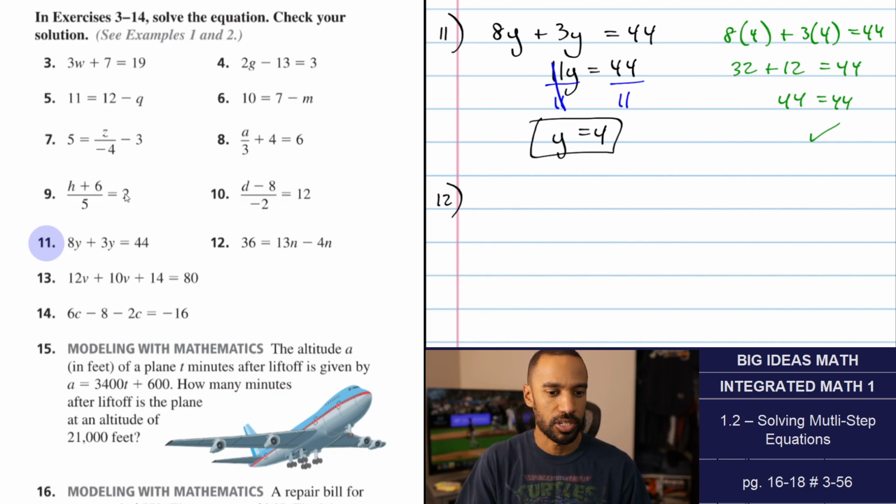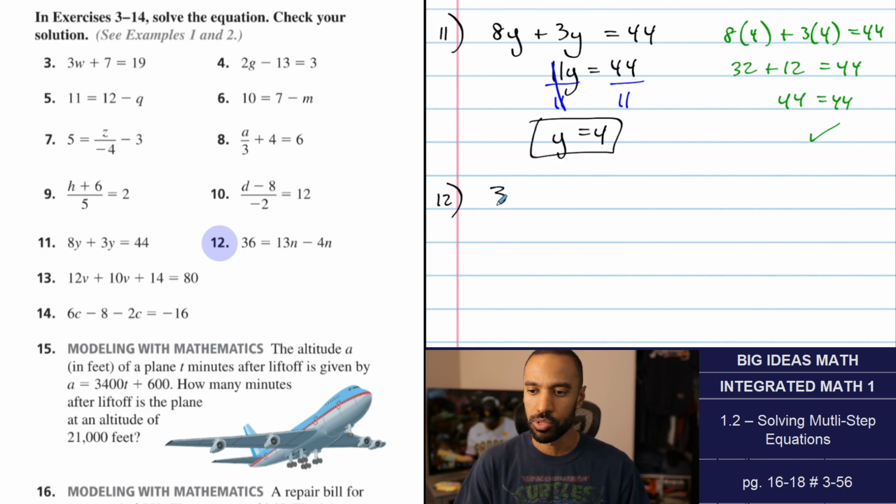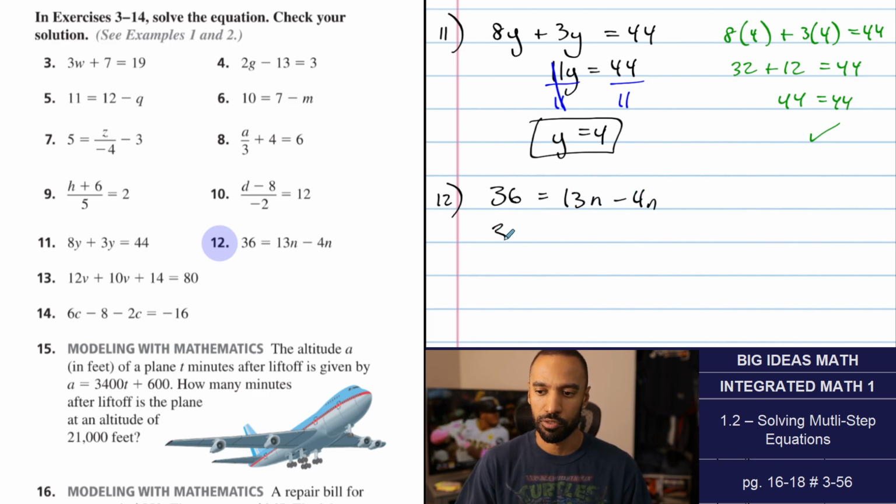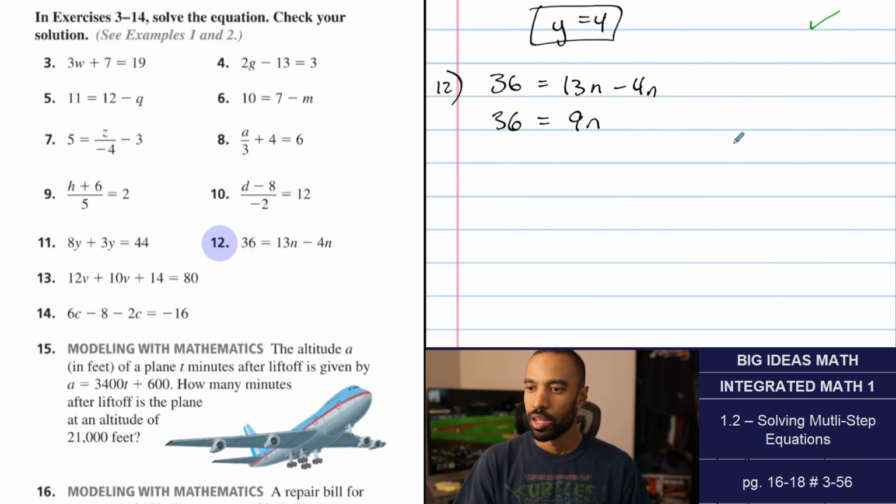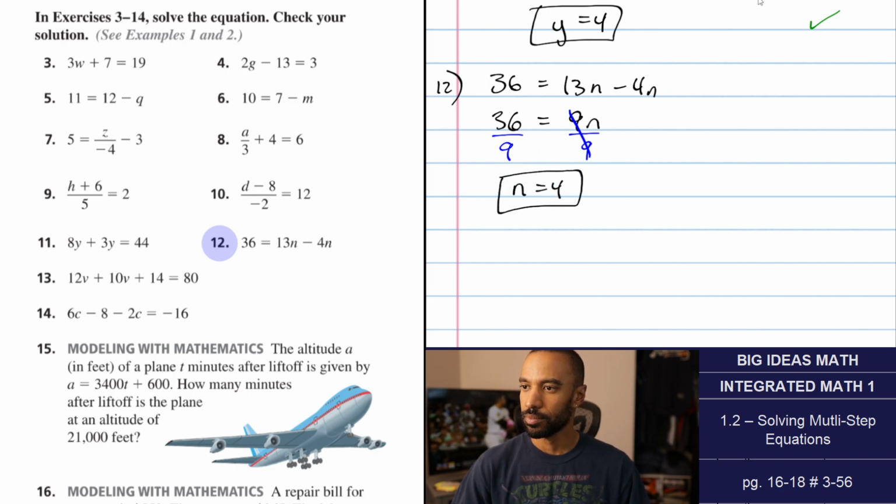Number 12, 36 equals 13n minus 4n. Once again, something to simplify on the right side of the equation before we do any movement of terms or coefficients or anything like that. 13 minus 4 is 9, so 13n minus 4n is 9n. 9 is multiplying by n, divide both sides by 9, and we will get n equals 4. I'm going to write the n on this side. n equals 4. Let's check that one out. 36 equals... Boom, boom, boom. I'm going to stay silent.